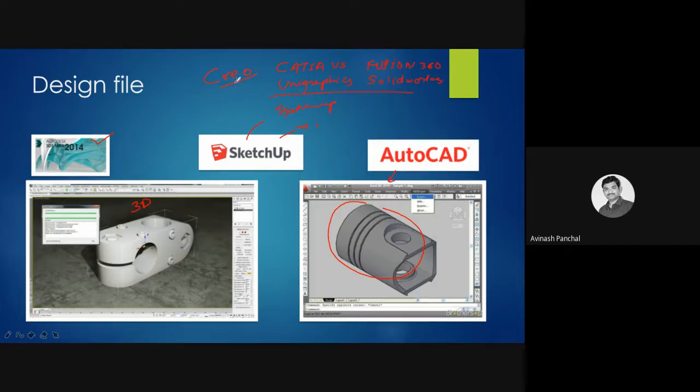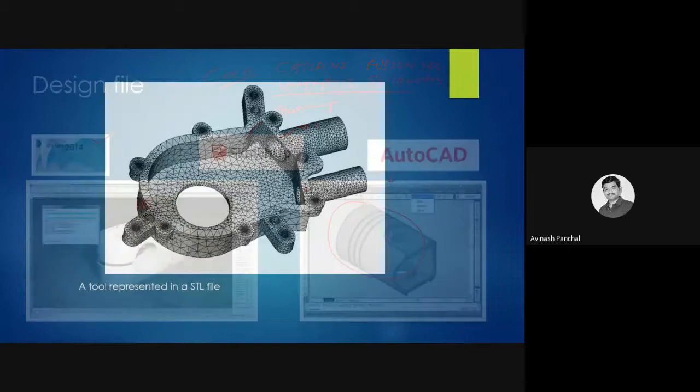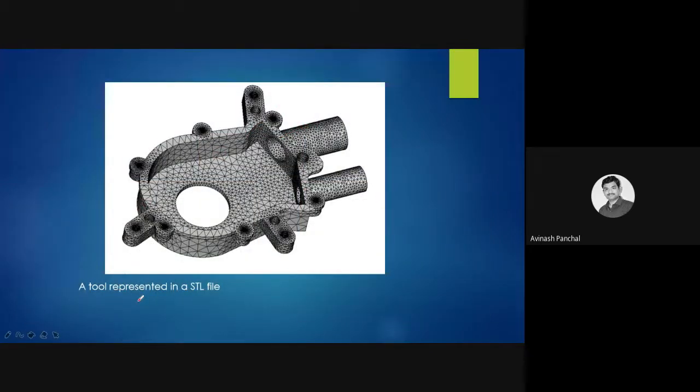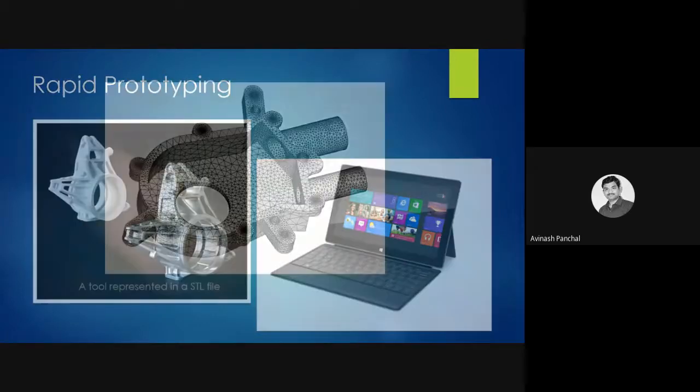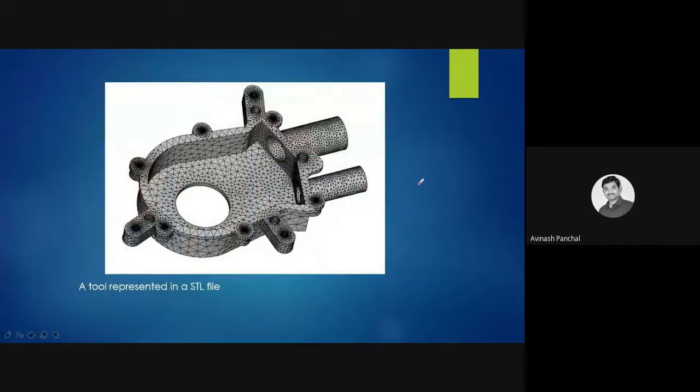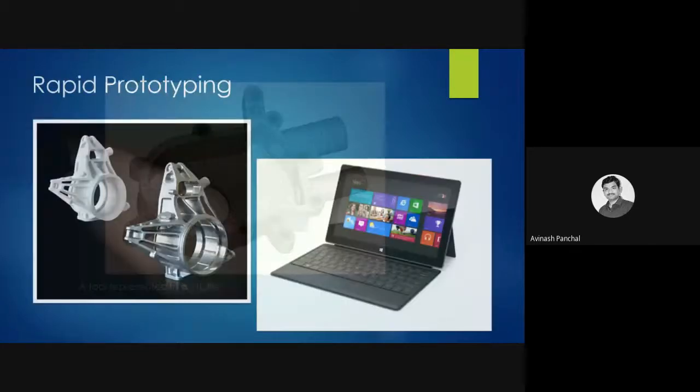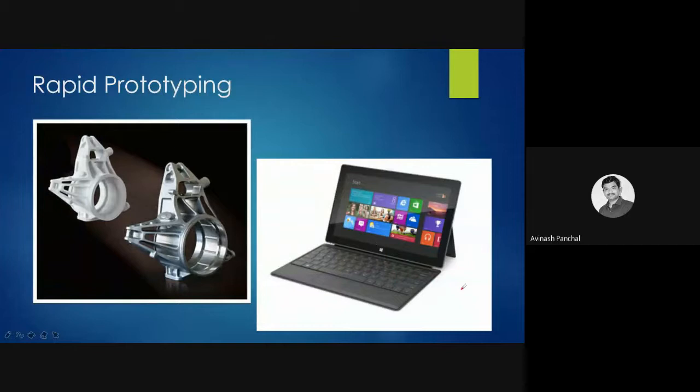Okay, Creo. So these are the software on which we can make the 3D models. Okay, then this is what the tool presents as an STL file. So we need to create a .stl file over there. That is the requirement. Okay, this is required for uploading to the 3D printer. So here we can do rapid prototyping.